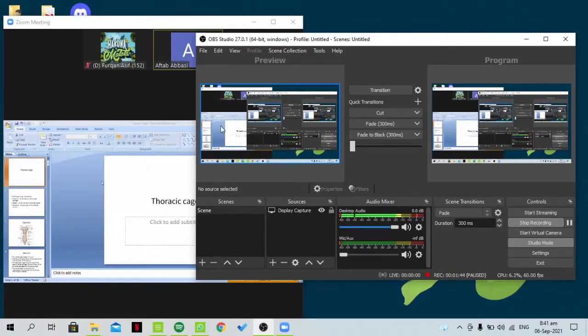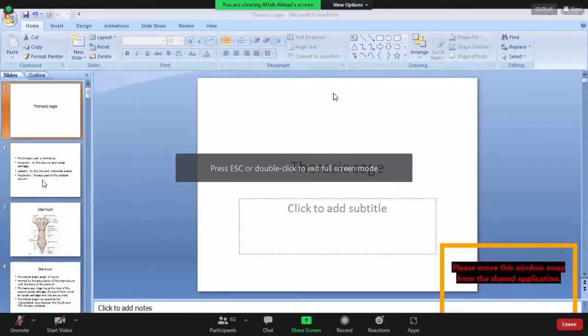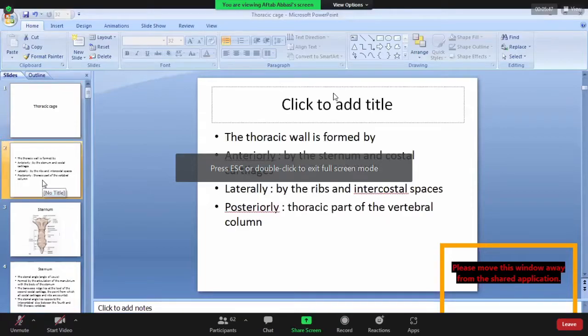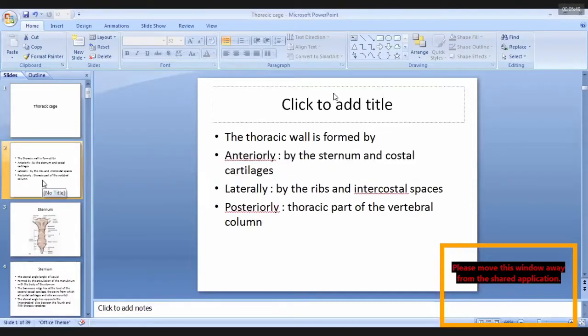Today we are discussing the thoracic cage. So first of all, an introduction related to the thoracic cage. It is a bony cavity that surrounds the mediastinum, and on each side of the mediastinum there are lungs. So, the structure of the thoracic wall.